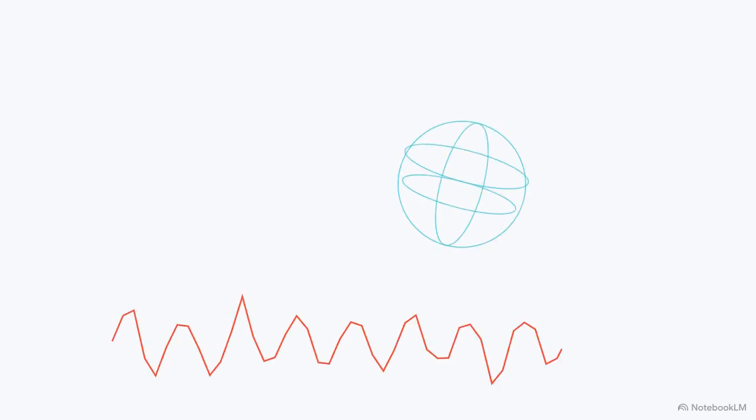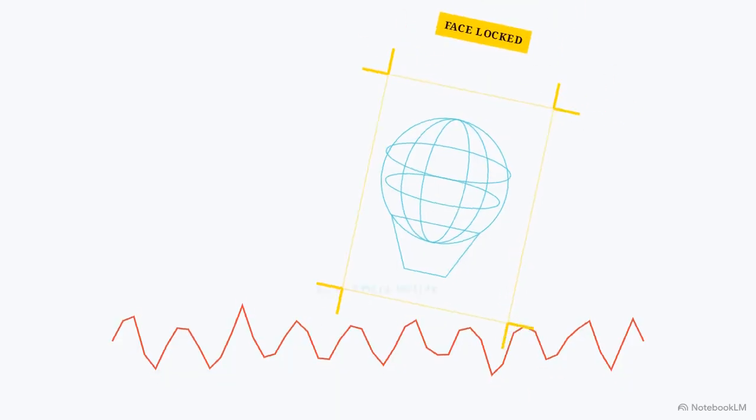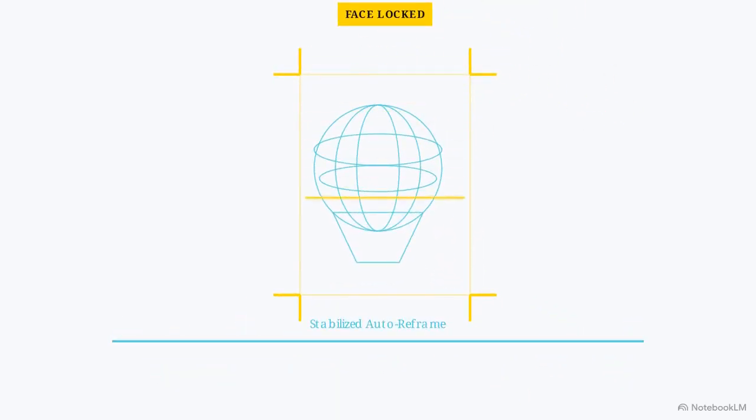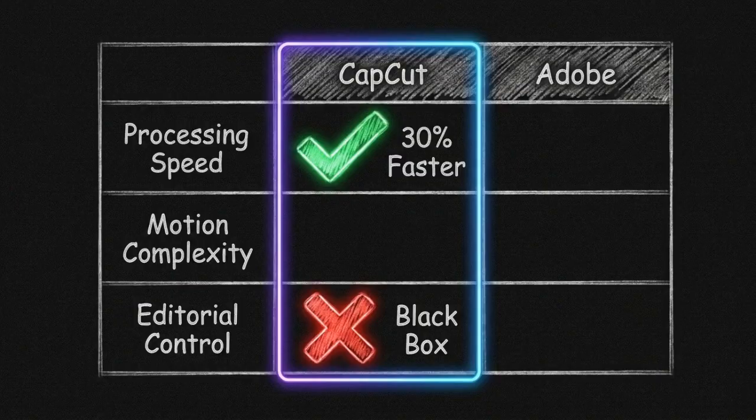It uses a one-click face tracking system paired with automatic image stabilization to keep the subject centered. In our tests, CapCut reframes clips 30% faster than desktop editors. This speed is ideal for predictable movement like talking heads. The trade-off? CapCut is a black box.